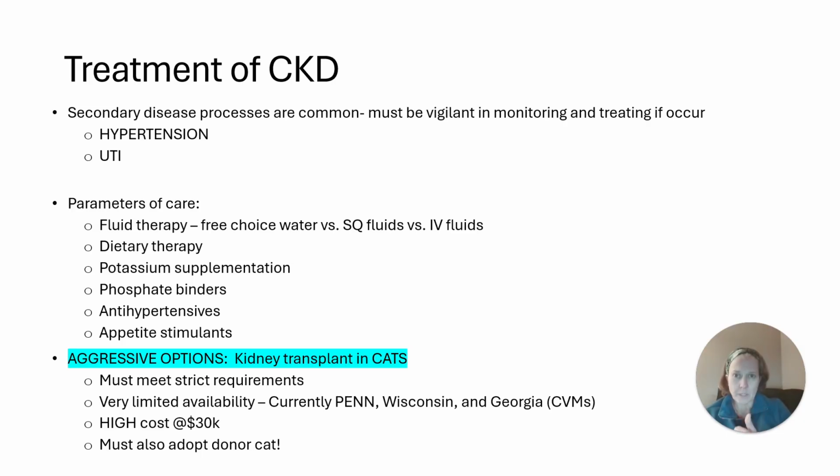Animals that are potentially in the realm of qualifying for this have to meet very strict health requirements. This is incredibly expensive. It runs about $30,000. And one of the conditions of having your pet go through this process is that the cat that is utilized for kidney donation must be adopted by the family whose cat is getting the kidney donation. So it is possible, but man, it's a lot to think about.